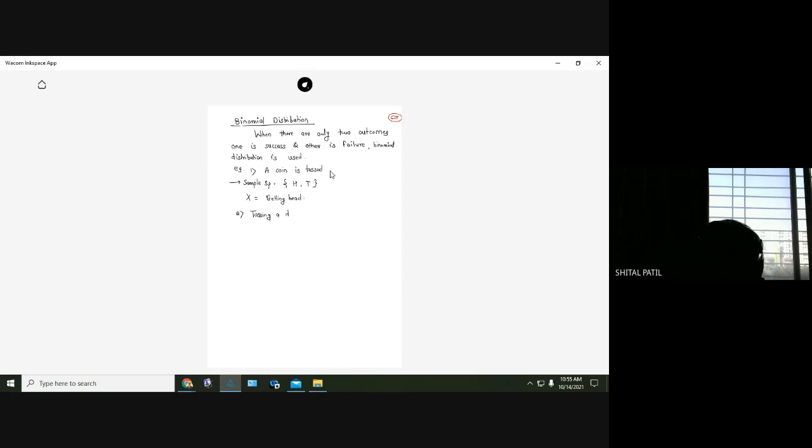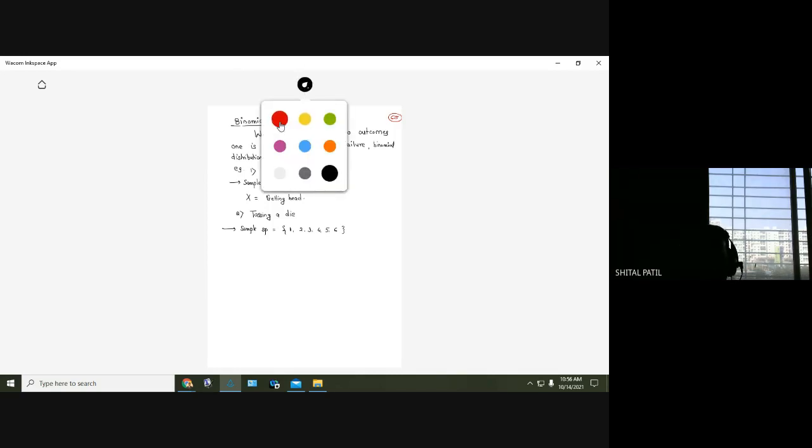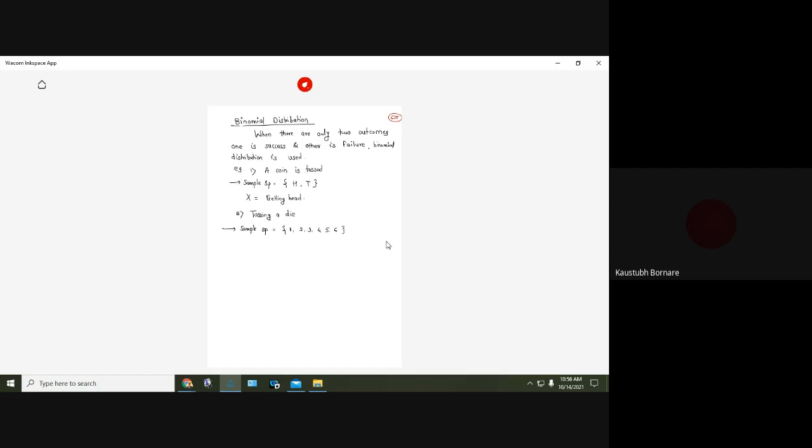Tossing a die. What is the sample space? 1, 2, 3, 4, 5, 6. Now tell me, does it mean that we have only 2 outcomes, success or failure here? Does it, from the sample space, is it clear that we have only 2 outcomes? Tell me something, are there only 2 outcomes or more? More. Yes, anyone else?